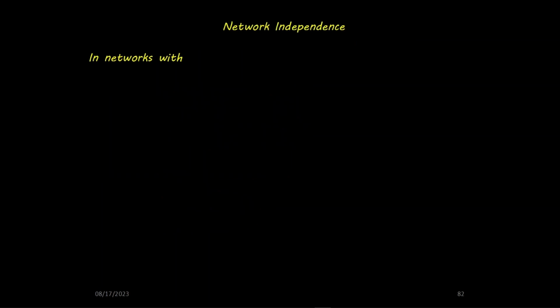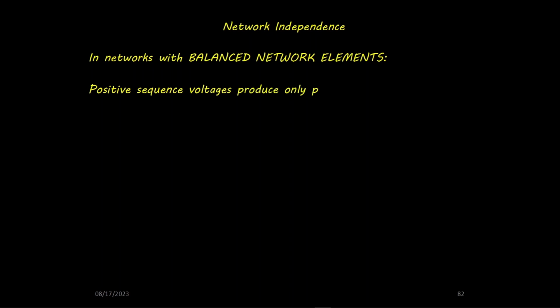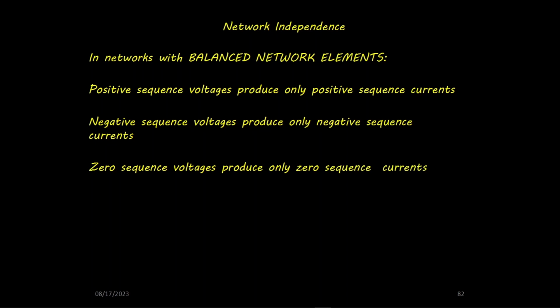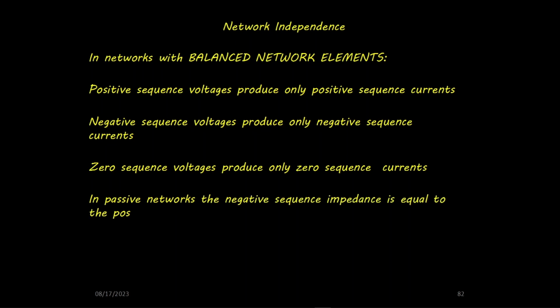In networks with balanced network elements, positive sequence voltages produce only positive sequence currents. Negative sequence voltages produce only negative sequence currents. Zero sequence voltages produce only zero sequence currents. In passive networks, the negative sequence impedance is equal to the positive sequence impedance.